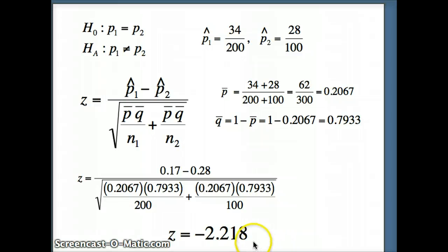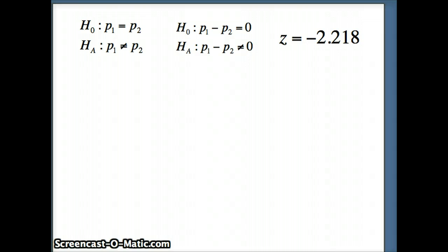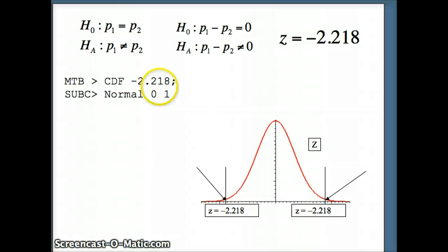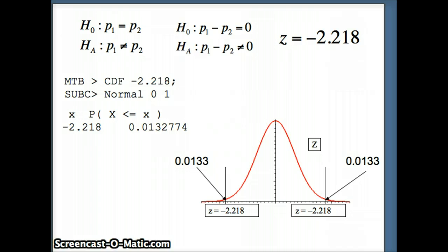This is a much more extreme Z score than we had in the first example. Notice this is a two-tailed test. P1 does not equal P2. So again, our null hypothesis, alternate hypothesis, and our Z-score. Negative 2.218 on the left side, negative 2.218 on the right side, two-tailed test. We're going to ask Minitab to do CDF negative 2.218. It is a Z, so it's normal 0, 1. And what does that give us? That gives us 0.01327774, so 0.0133 in this tail, 0.0133 in that tail. So we get a p-value of 0.0266.